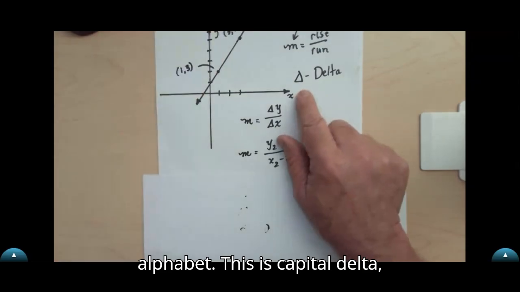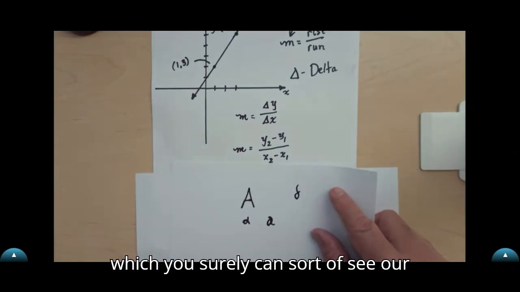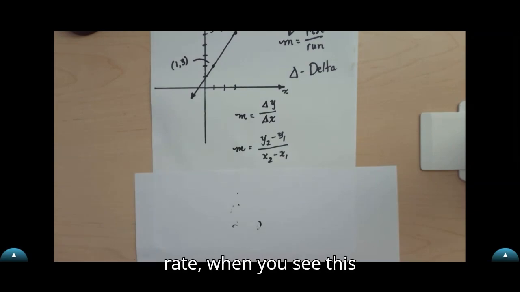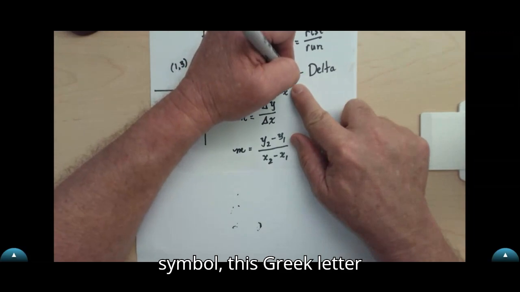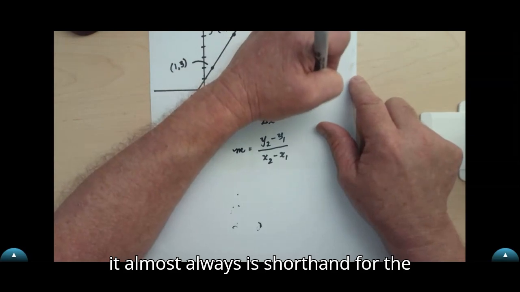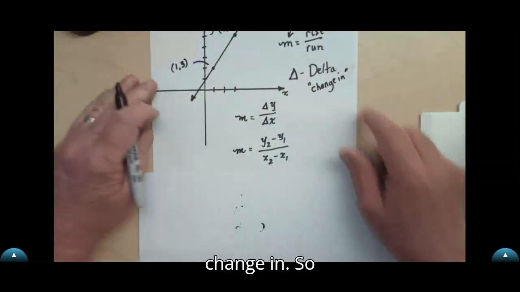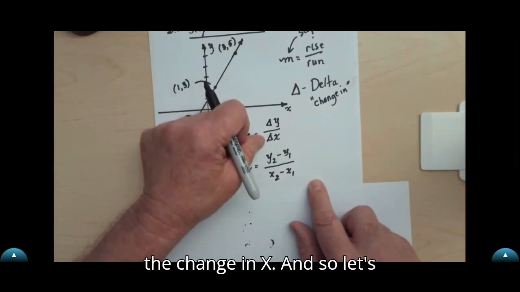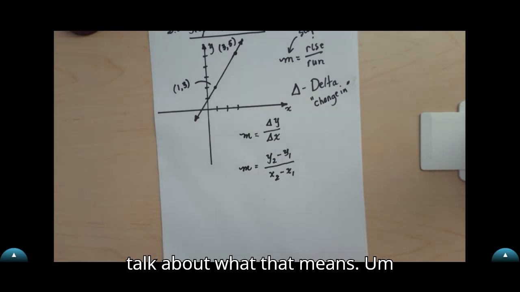This is capital delta. By the way, here's lowercase delta, in which you can sort of see our lowercase letter D. At any rate, when you see this Greek letter delta in math notation, it almost always is shorthand for the phrase "change in." So slope is the change in Y over the change in X. Let's talk about what that means.